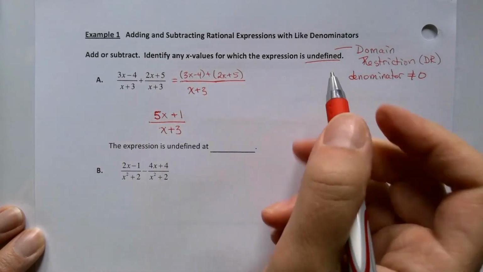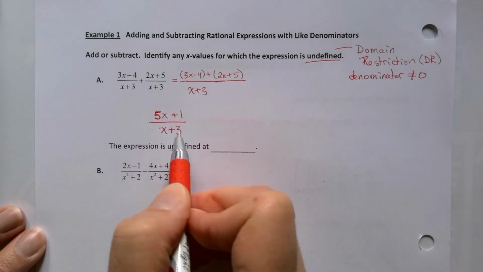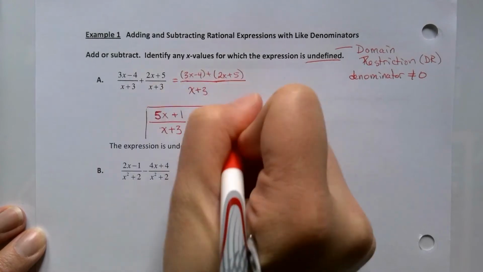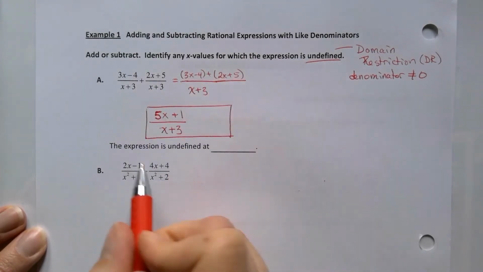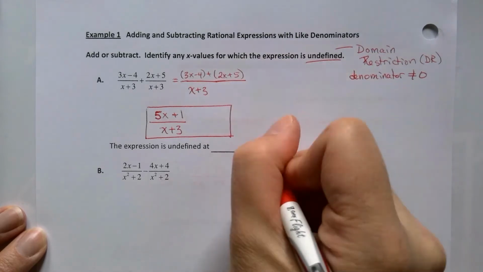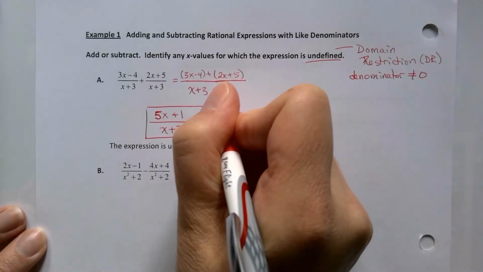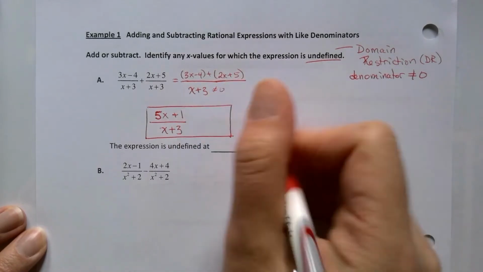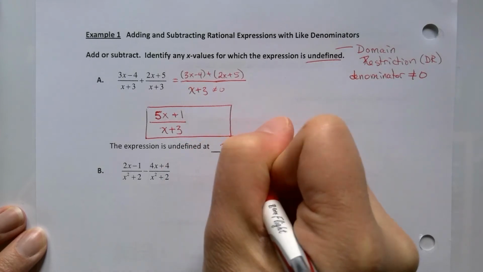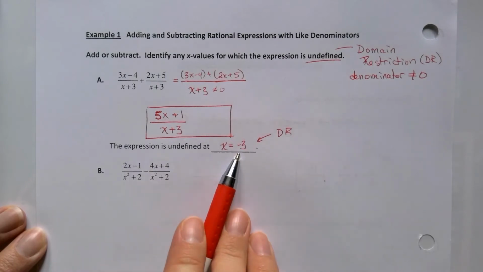Now, once I've combined terms and simplified it, what I want to do is double check, does anything factor and cancel? And in this case, it does not. So this is my final answer. And down here it says the expression is undefined at. All right, so really, what is our domain restriction? That's what this is asking for. It's the idea that my denominator, before anything was canceled, cannot be 0. So it's undefined at x equals negative 3.